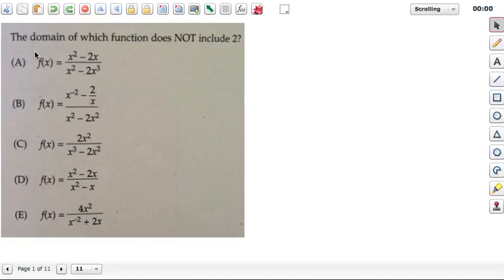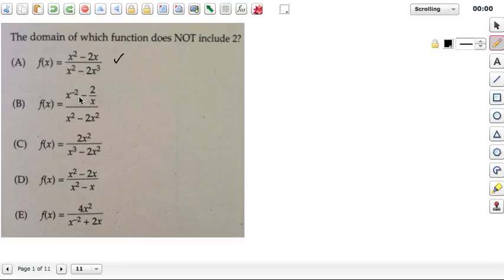Read this question: the domain of which function does not include 2? So all you need to do is see which of the following choices, when you plug 2 into the denominator, gives you 0. So we can almost do this in our heads. 2 squared is 4, 2 cubed is 8 times 2 is 16, 4 minus 16 is not 0. So A works.